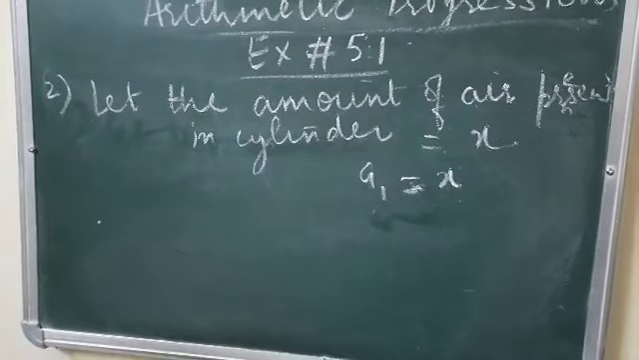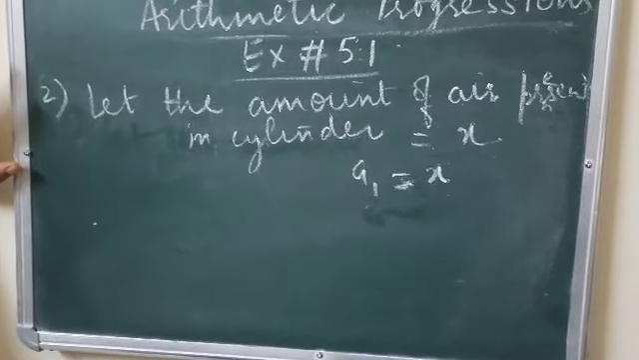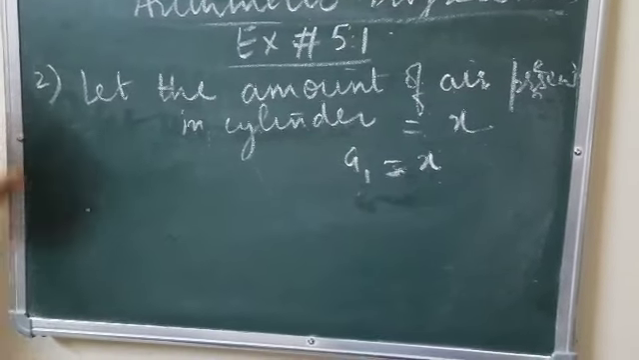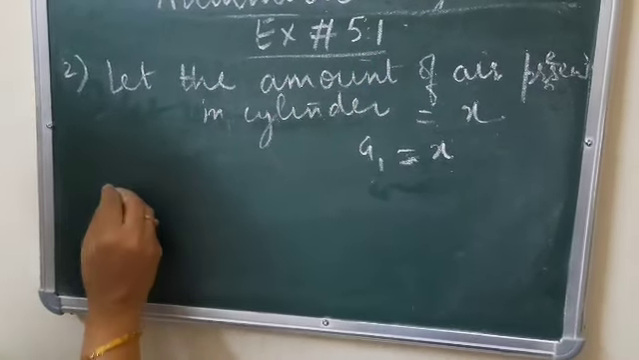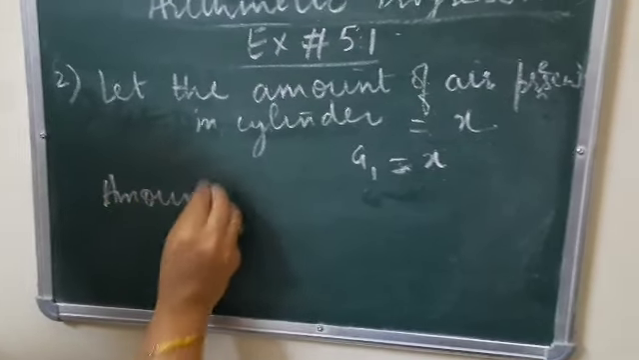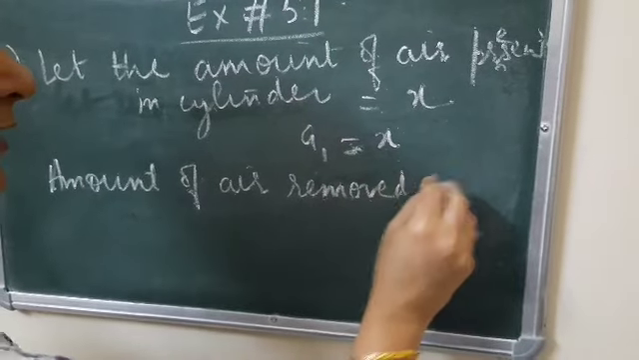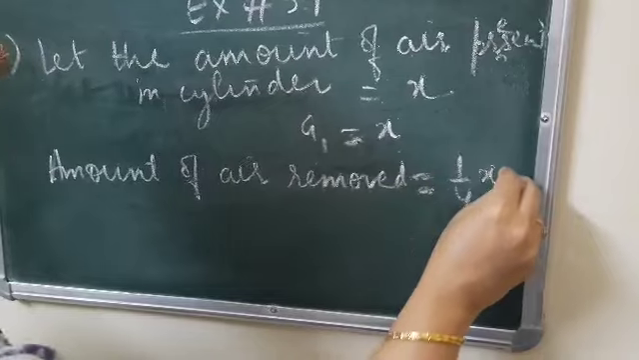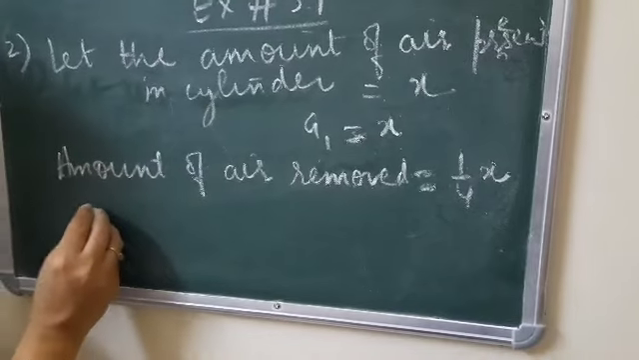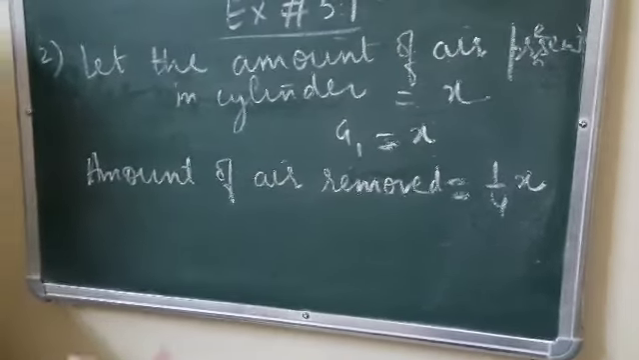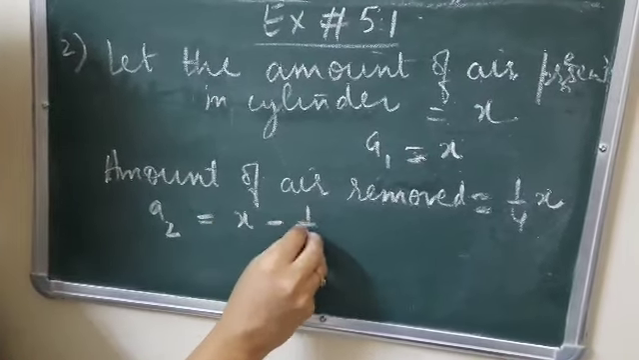Now, when the vacuum pump moves, it removes 1/4 of the air remaining in the cylinder at a time. So, initially the amount of air is x. It removes 1/4x. So, the amount of air removed is 1/4 of the air present in the cylinder. At this moment, the amount of air is x, so 1/4x is removed. If 1/4x is removed, what will be our a2? That means, now in the second case, how much air will be present in the cylinder? For that, a2 will be x minus 1/4x.